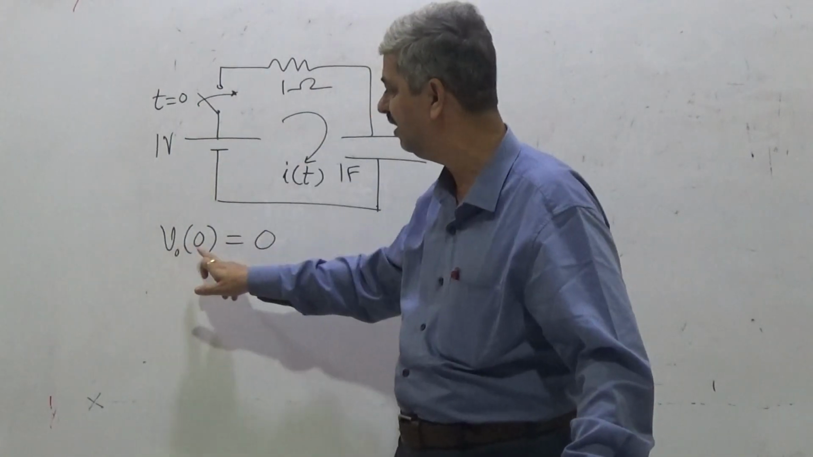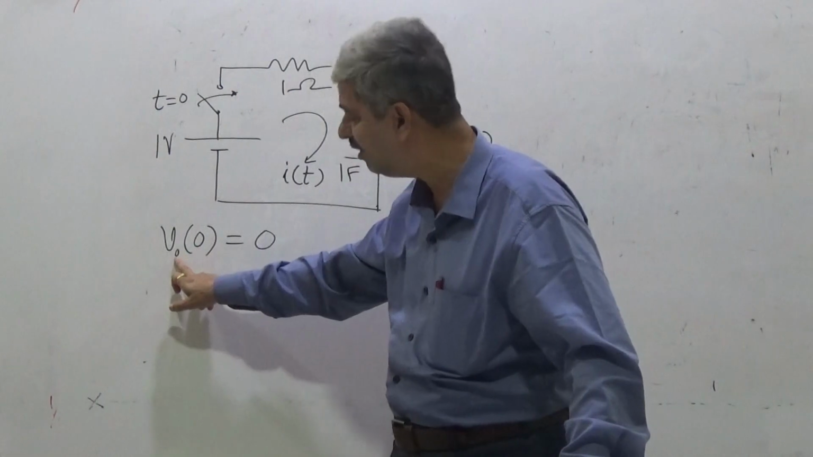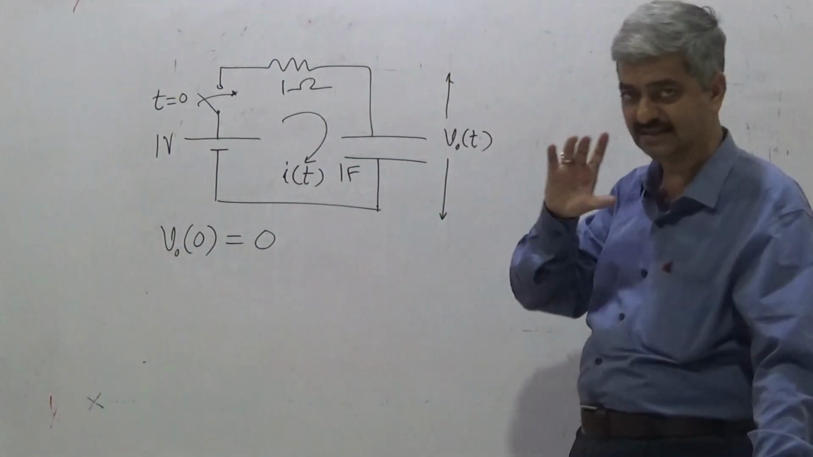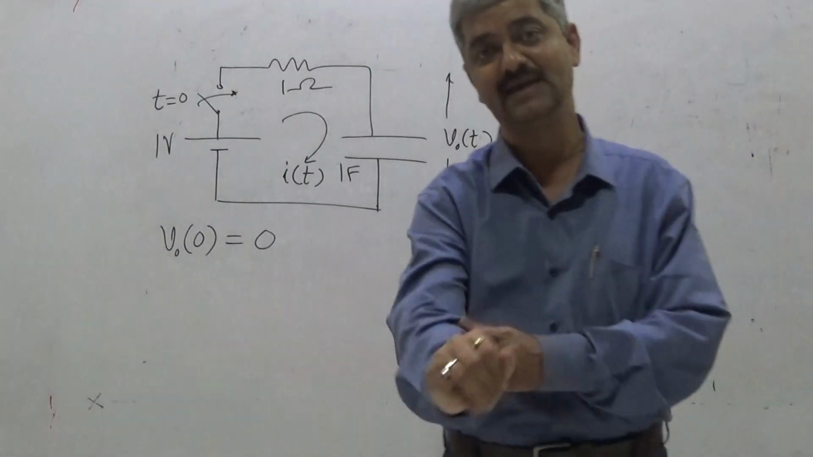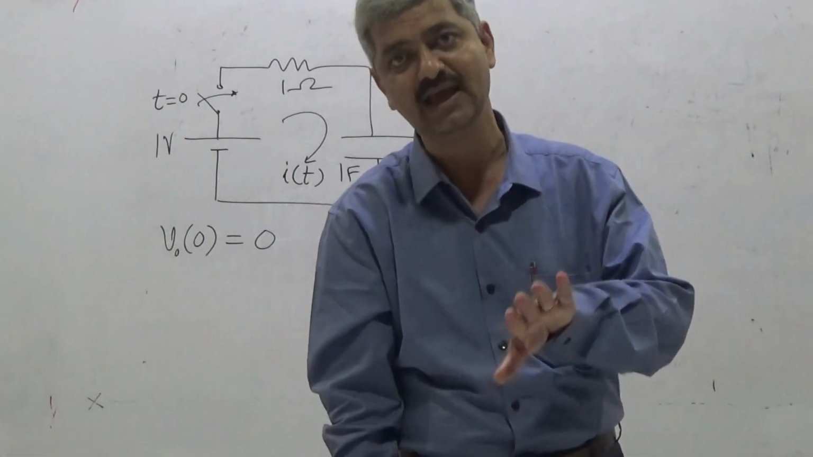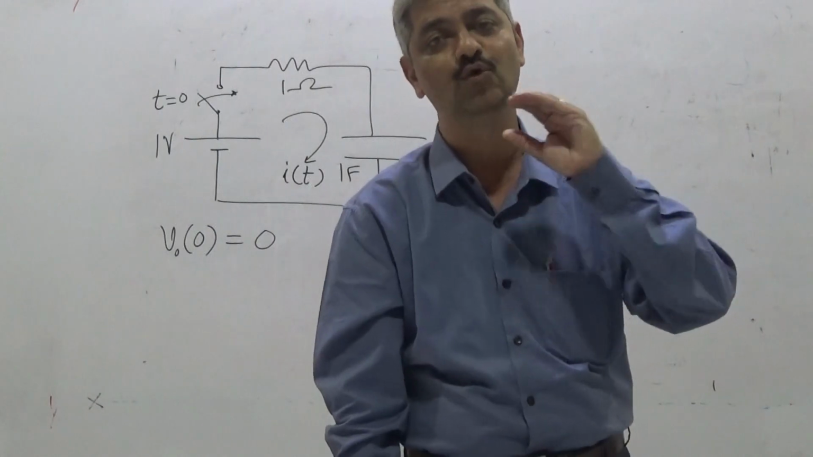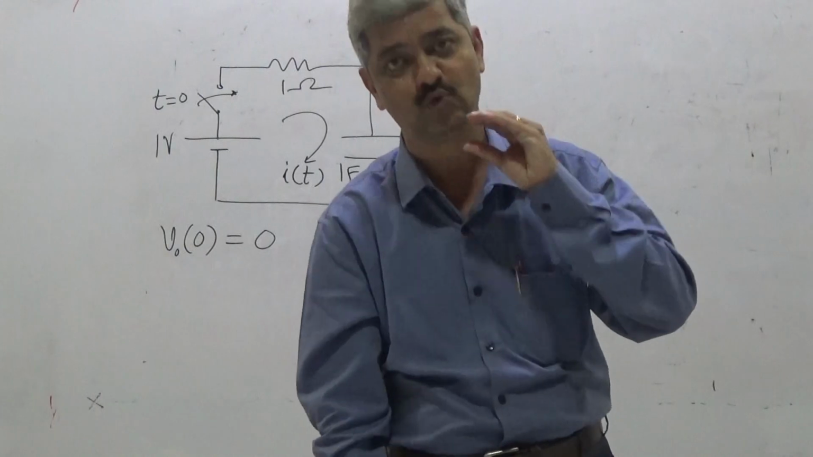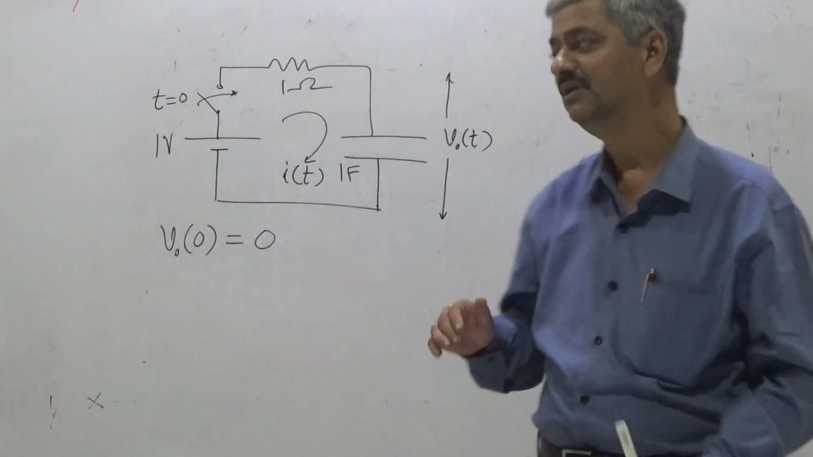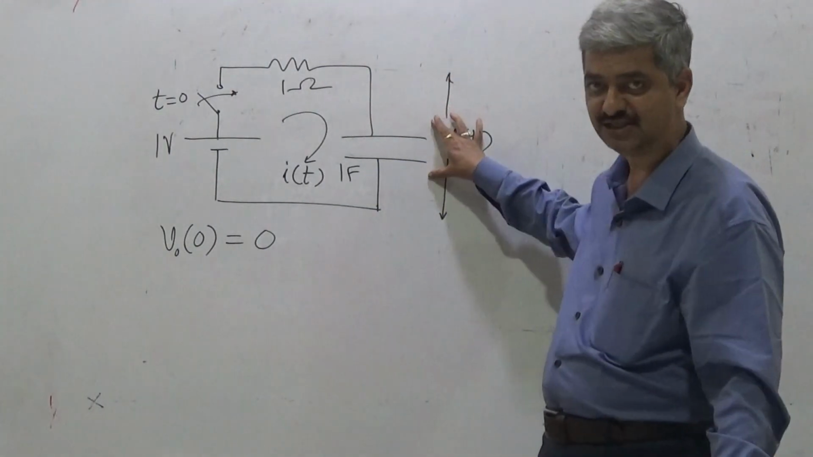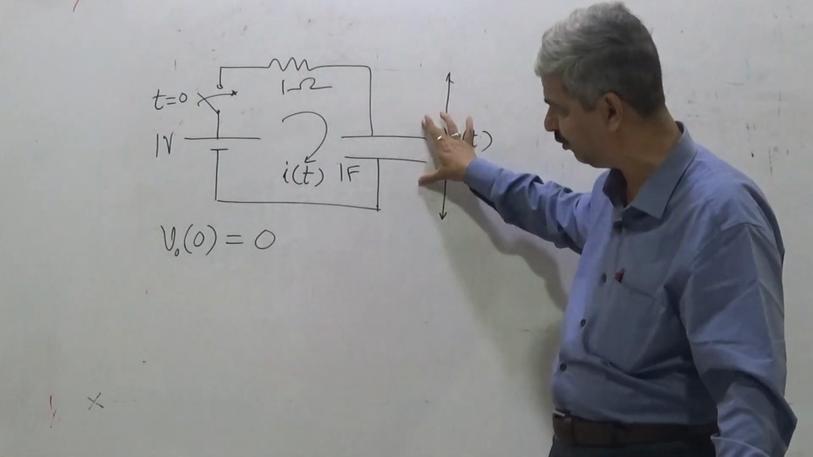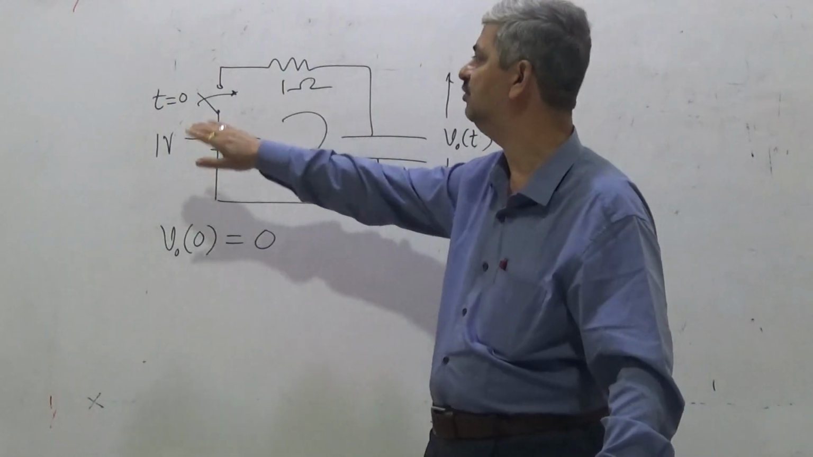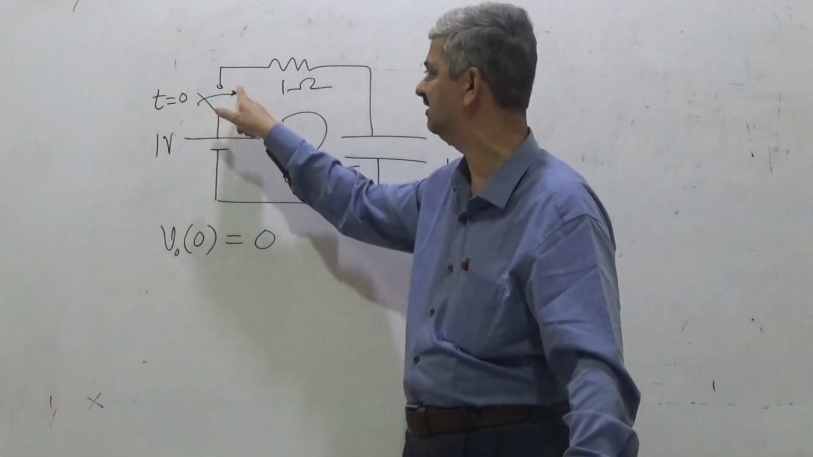and VO at t equal to 0 is 0. As indicated last time, the capacitor has capacitance as well as the voltage across it. It can store the information in the form of charge or voltage. So the capacitor is initially discharged, voltage across it is 0, and the system is put into functioning at t equal to 0 by closing the switch.